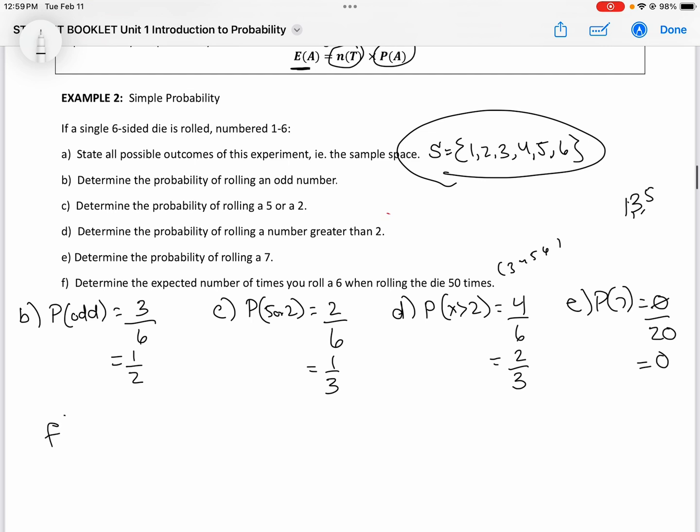And now F. Determine the expected number of times you're going to roll a 6 when rolling the die 50 times. The expected number of 6s: we're going to sub in the number of trials, which is 50, times the probability of actually rolling a 6, which is 1/6. So we simply do 50 divided by 6, and we get 8.33.